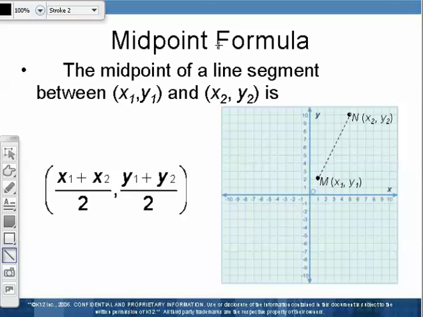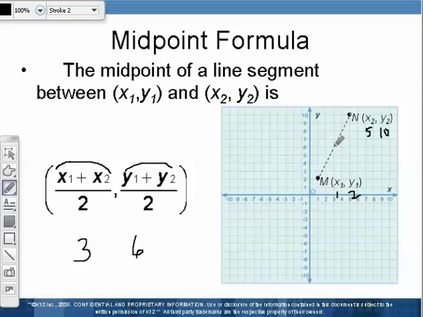Okay, using the midpoint formula, given any 2 points, we can find the midpoint between them. Simply add the x's together and divide by 2, and their y's together and divide by 2. So in this particular case, we've got an M point that is located at 1, 2, and our N is located at 5, 10. So all we've got to do is add those together. 5 plus 1 is 6, divided by 2 is a 3. 2 plus 10 is 12, divided by 2 is a 6. That means my midpoint is going to be at 3, 6.